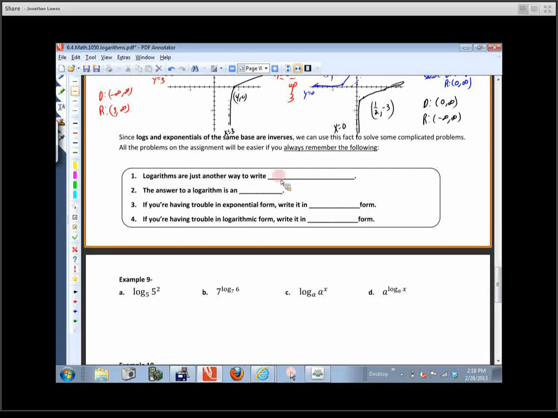Logarithms are just another way to write exponential expressions. We'll just say exponentials. The answer to a logarithm is an exponent. If you're having trouble in exponential form, write it in log form. And if you're having trouble in logarithmic form, write it in exponential form. If you remember those 4 things about logarithms, there really isn't anything you can't figure out if you put your mind to it. That includes the last page there. So I bet you could figure all of those out. Okay?